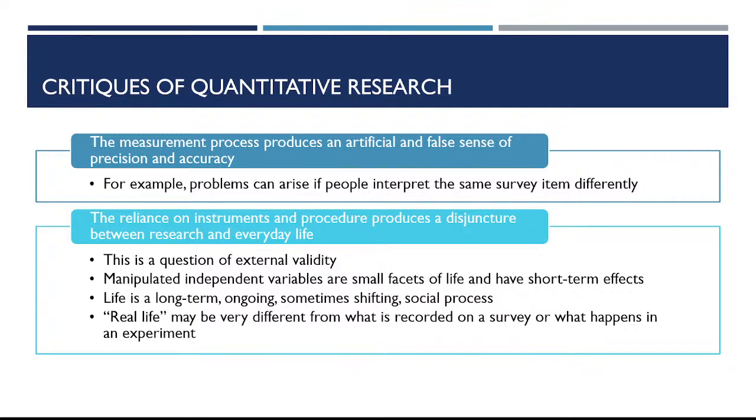The reliance on instruments and procedures produces a disjunction between research and everyday life. There's a lot here, and it's an interesting question. Sometimes the idea is that when you're doing something like a survey, and you don't get into the qualitative side, you don't interact with people, you can be very much at a remove from the data. Sometimes people call quantitative research, derisively, armchair sociology, because you're doing it from your armchair.